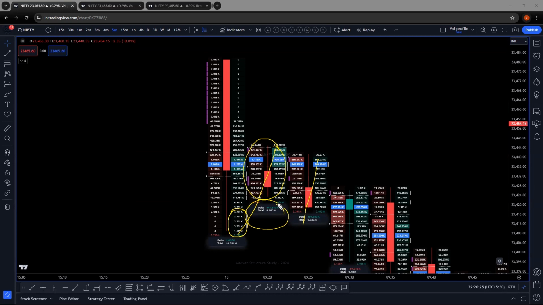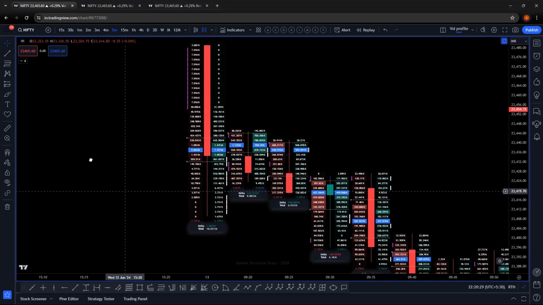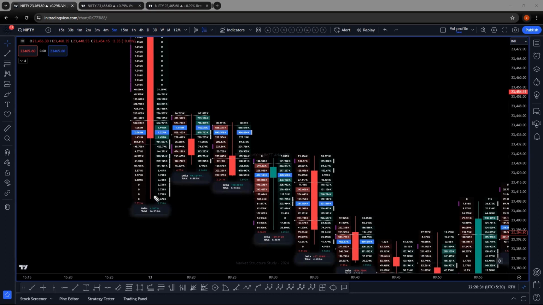Okay, so retail is what? Retail is now net buyers. In the first candle, retail started to short the market. Correct? Here, retail started to short the market. Smart money is buying. Smart money is waiting for more liquidity. Very simple. Retail saw the fast fall. They started to sell and they got trapped.